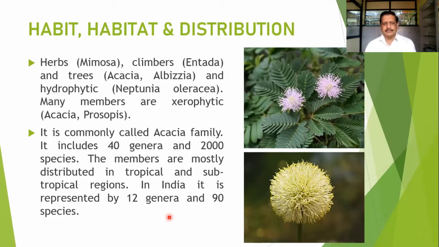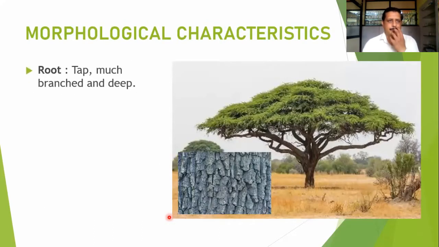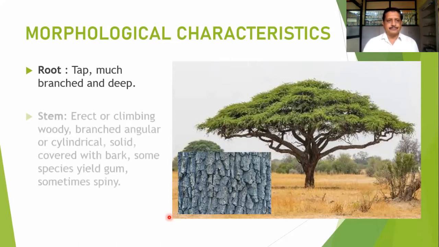In India, it is mostly represented by 12 genera out of 6-7 genera we already observed here, and near about 90 species from this particular group. When we talk about the morphological character, root, as usual, most of the members are having the tree or shrubby habit, naturally the taproot system, which is a much branched taproot system observed here. It is going quite deeper.